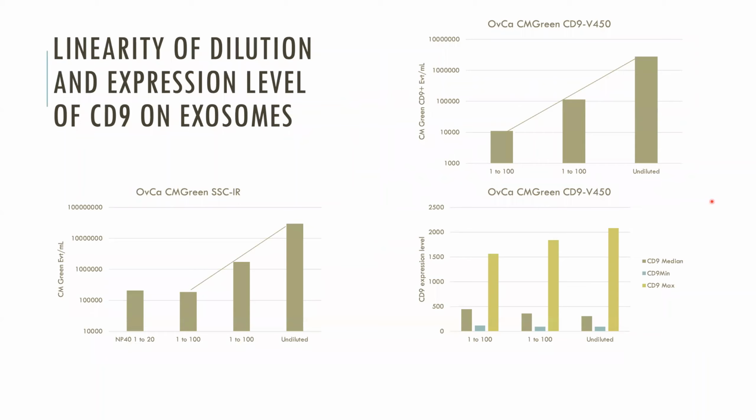So the linearity of the dilution series for the overall particles should be consistent. The dilution series should also be consistent for the stained particles. And the min-max should follow along with what you would expect, also diluting out with the dilution series.